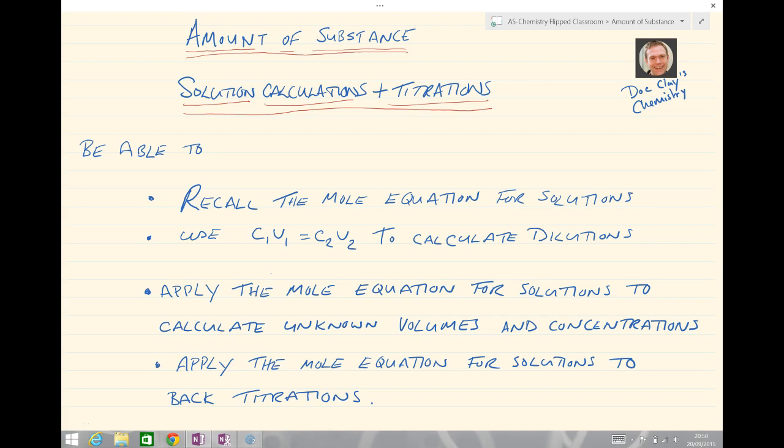Today we're going to be looking at amount of substance, and in particular we're going to be looking at solution calculations and titrations. So by the end of today's lesson you should be able to do the following. We should be able to recall the mole equation for solutions, use C1V1 equals C2V2 to calculate dilutions. We should be able to apply the mole equation for solutions to calculate unknown volumes and concentrations. And finally, we should be able to apply the mole equation for solutions to back titrations.